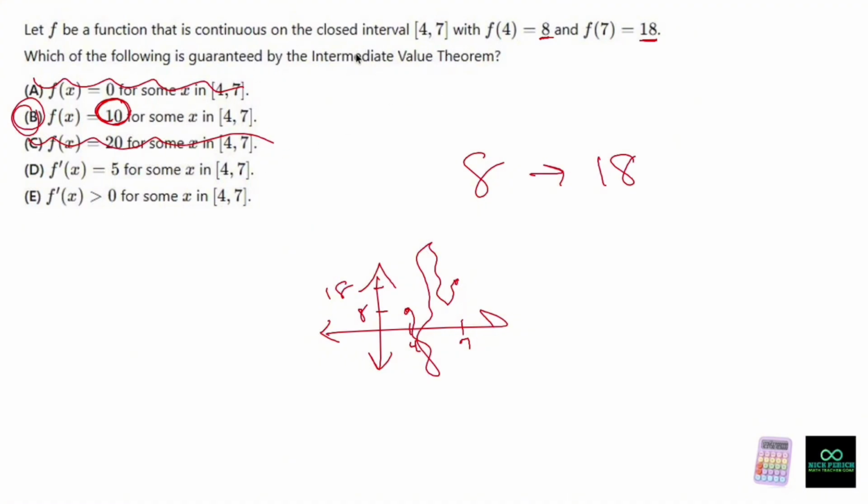So if you're talking about an intermediate value theorem problem and the options are the derivative is this, the derivative is that, the derivative is not guaranteed at all by the intermediate value theorem. So neither of these even matter. So the answer is B, because again, you have to hit 10 at some point between 8 and 18.